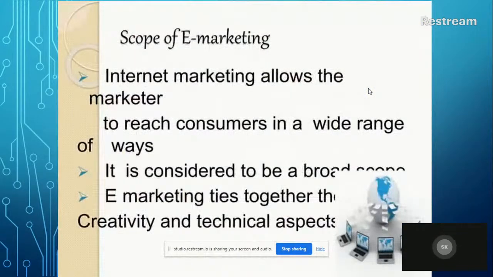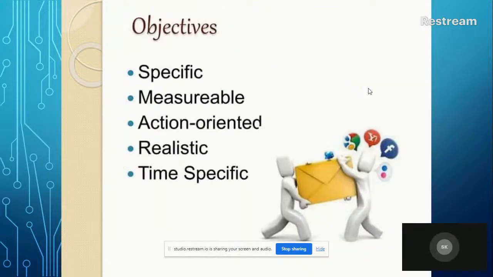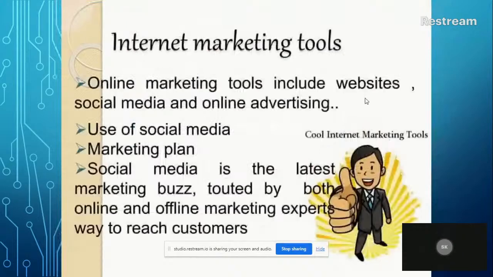So the scope of e-marketing: internet marketing allows the marketer to reach the consumer in a wide range of ways. So it is considered to be a broad field. So what are the objectives of e-marketing? It is time specific, realistic, measurable, action oriented and specific. So these are the objectives of e-marketing.